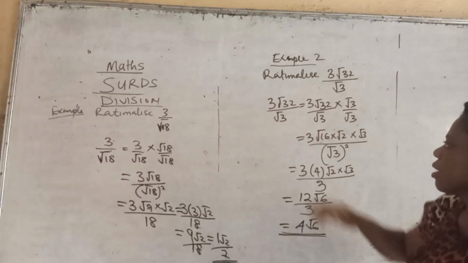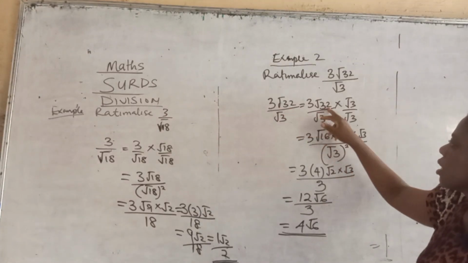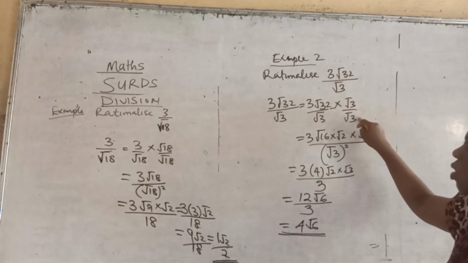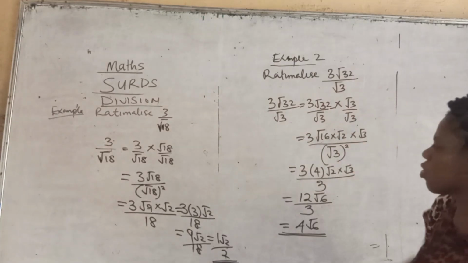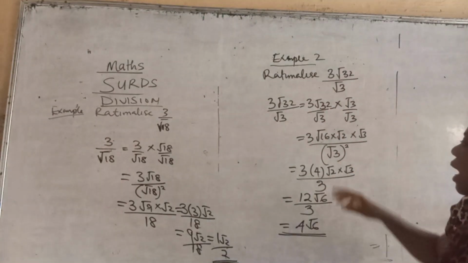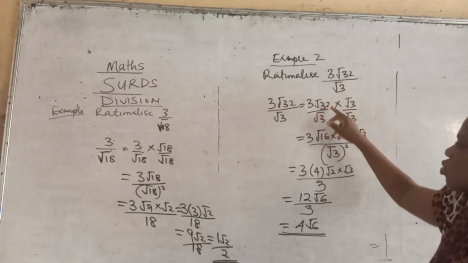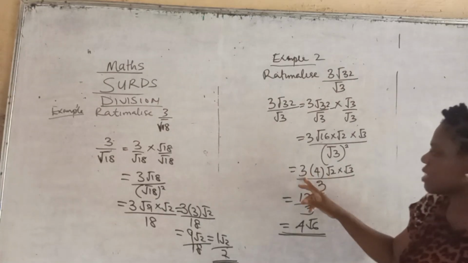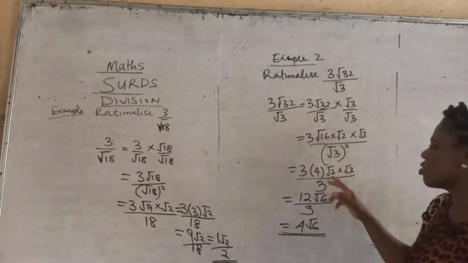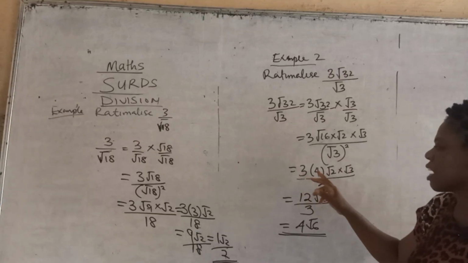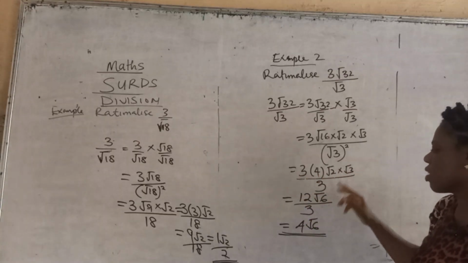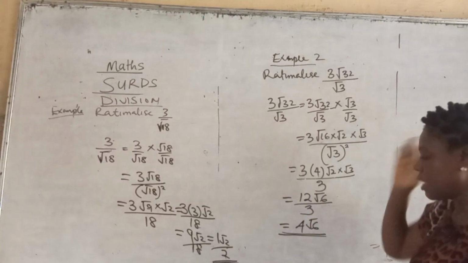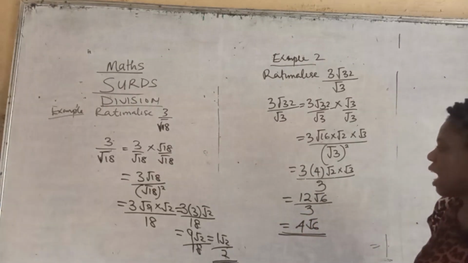Let's brush back again. We are having 3 root 32. We are multiplying root 3 by the numerator and the denominator. Why? Because we want to make the denominator become a rational number. And now after doing that, we simplify root 32 as root 16 times root 2 times root 3, and we try to work it out. 3 is standing on its own, root 16 is 4, root 2 is still root 2, root 3 is root 3, and 3 times 4 gives us 12, root 2 times root 3 will give us root 6, and 3 is downstairs. 3 can go into 12, and that gives us 4 root 6.